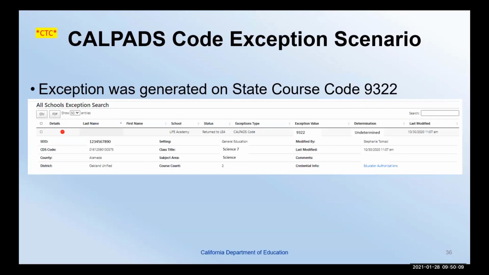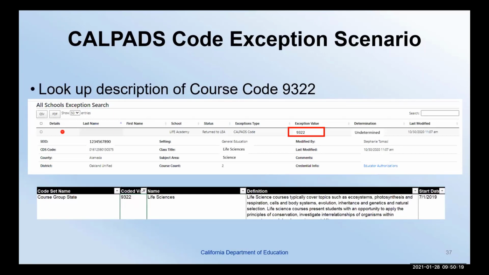which states 9322. So for this particular exception, remember, you're looking at the exception value, which in this case is a state course code. You want to look up the description of course code 9322, which in this case happens to be the life sciences code. So you want to look at that description.